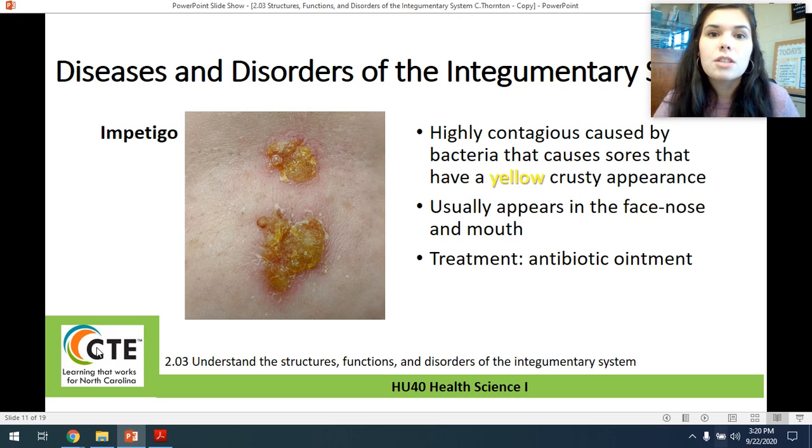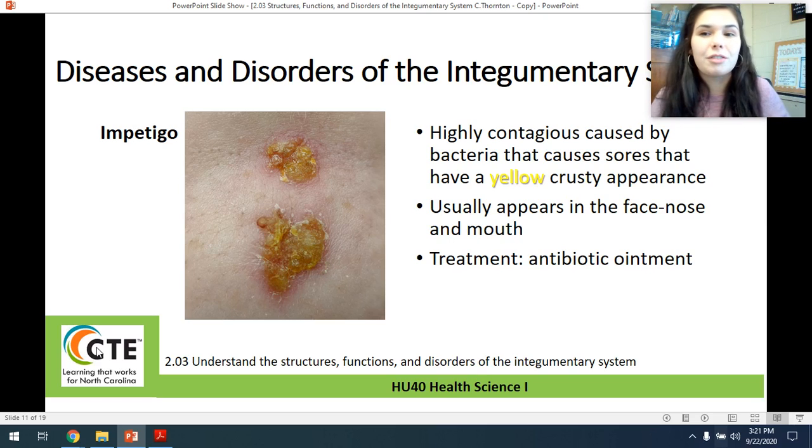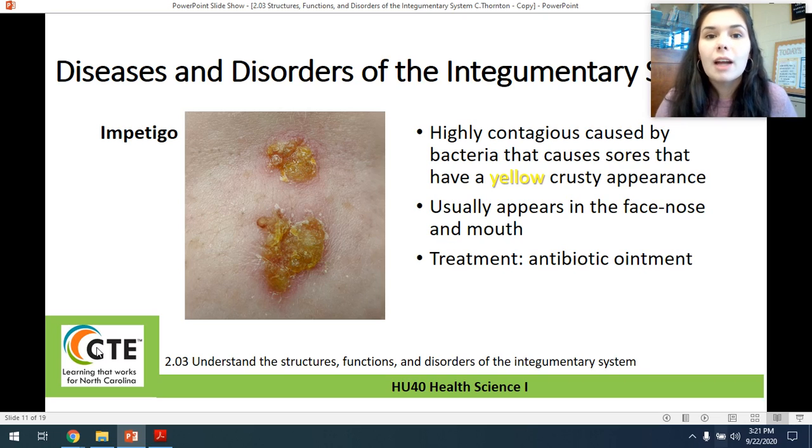Impetigo is a highly contagious infection caused by bacteria that causes a bunch of sores that have a yellow, crusty appearance. And typically, this appears right around the nose, the upper lip, and the mouth area. This is really common in kids because they have the tendency to pick up items off of the ground, off of surfaces that maybe weren't clean, things that they find outside, and they put them near their mouth. And so then they end up with this impetigo infection around their mouth. The treatment for impetigo is just an antibiotic ointment that you apply to the area. It looks way worse than it really is.